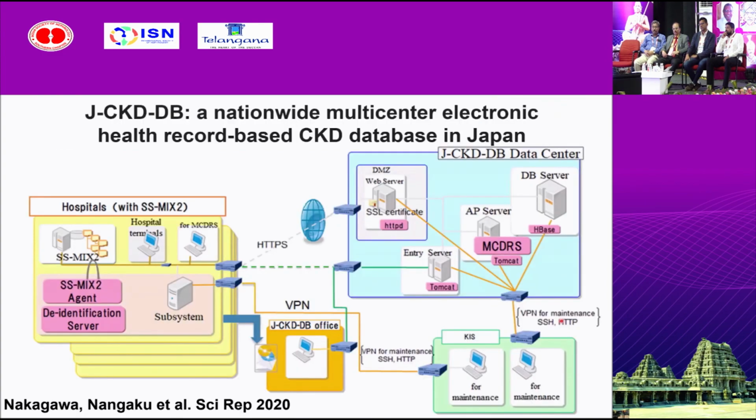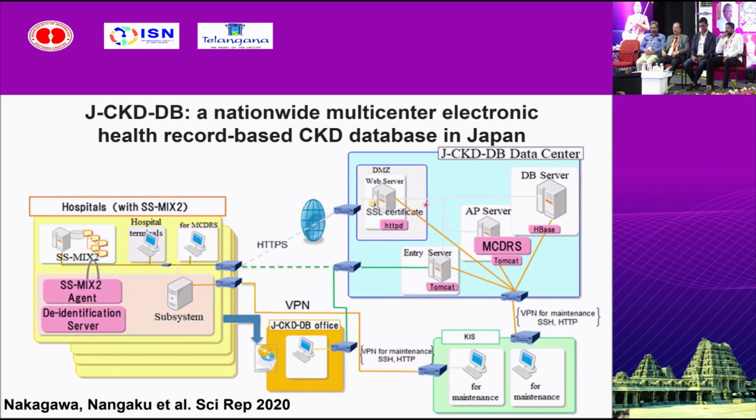We have the same situation in Japan. In Japan, we developed the JCKD database. This is a nationwide multi-center electronic health record-based CKD database in Japan. In Japan, many different hospitals use different types of electronic health record. Using this system, which is called SS-MIX2, we can automatically standardize the data recorded in this database. And the central server incorporates the data of many big hospitals automatically.